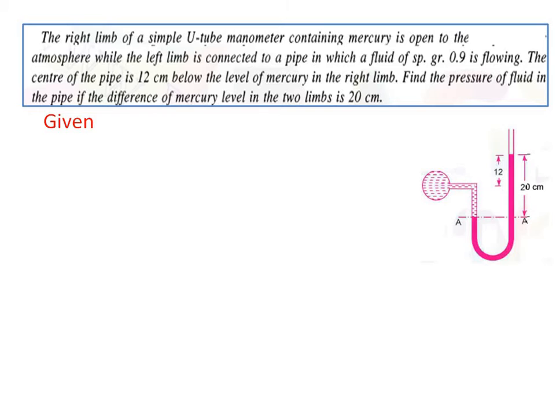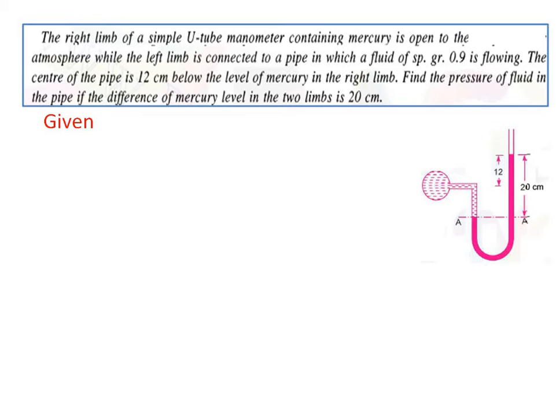Now consider the second problem. The right limb of a simple U-tube manometer containing mercury is open to the atmosphere, while the left limb is connected to the pipe in which fluid of specific gravity 0.9 is flowing. The center of the pipe is 12 cm below the level of mercury in the right limb. Find the pressure of fluid in the pipe if the difference of mercury level in the two limbs is 20 cm.